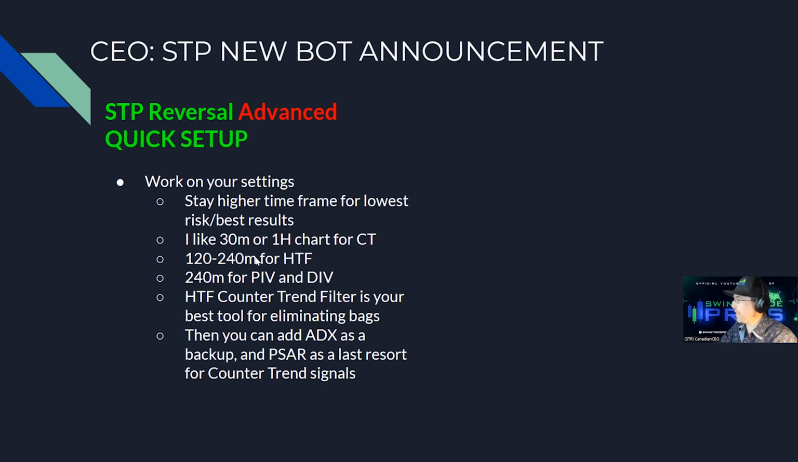You can start really getting these great big moves. And you're using high time frame not only for the big moves, but also as a filter. So that works in an interesting way. The same thing with 4-hour, which is the 240 on pivs and divs. You get really high quality trades. And I would say high time frame counter trend filter is the best filter for eliminating offside trades, eliminating bags, that sort of thing.